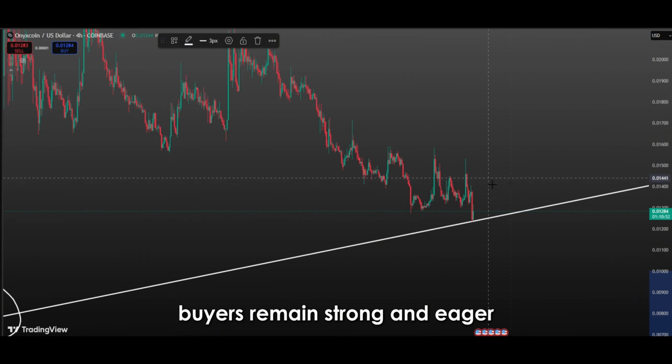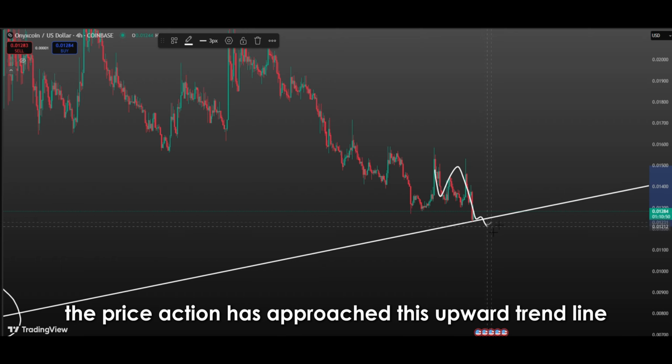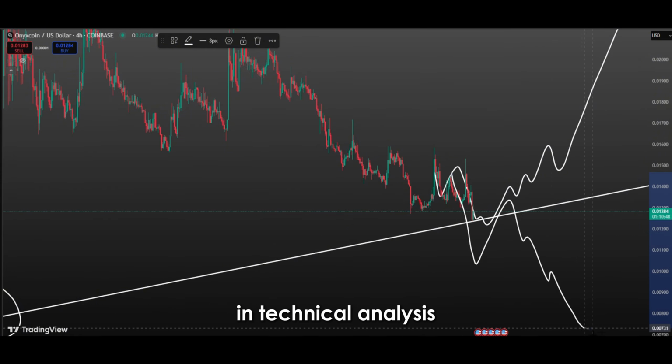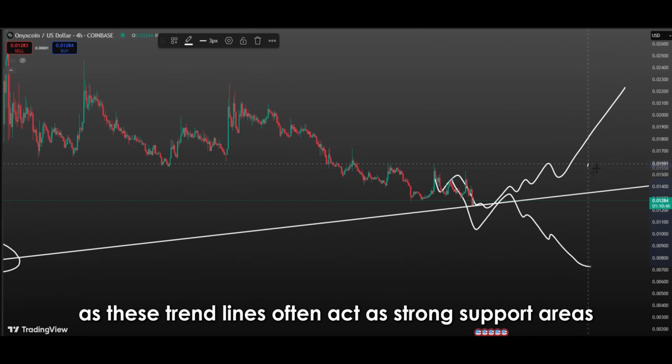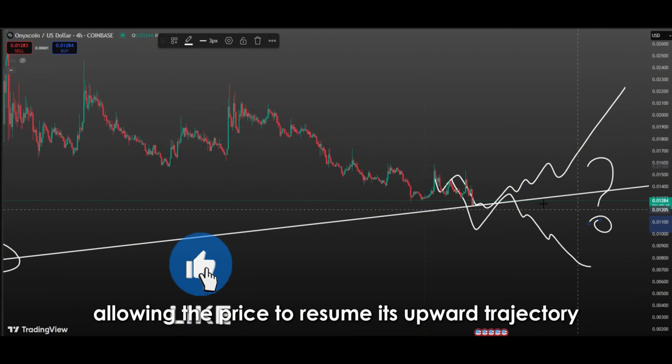Buyers remain strong and eager, and selling pressure is relatively limited. At the moment, the price action has approached this upward trend line, meaning that a critical support line has been touched. In technical analysis, such touches are considered significant, as these trend lines often act as strong support areas and may trigger a bounce, allowing the price to resume its upward trajectory.